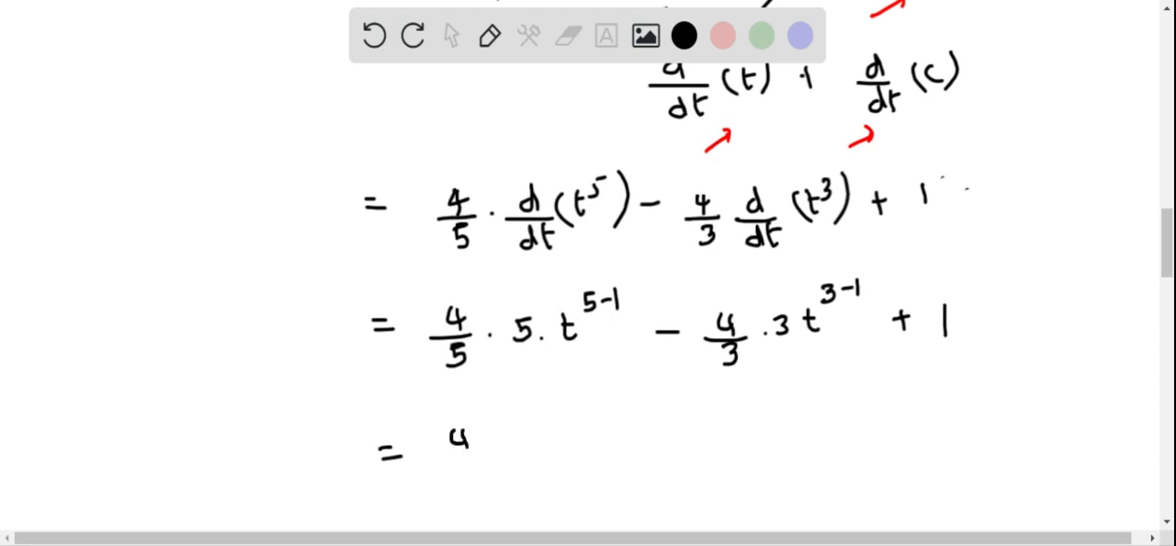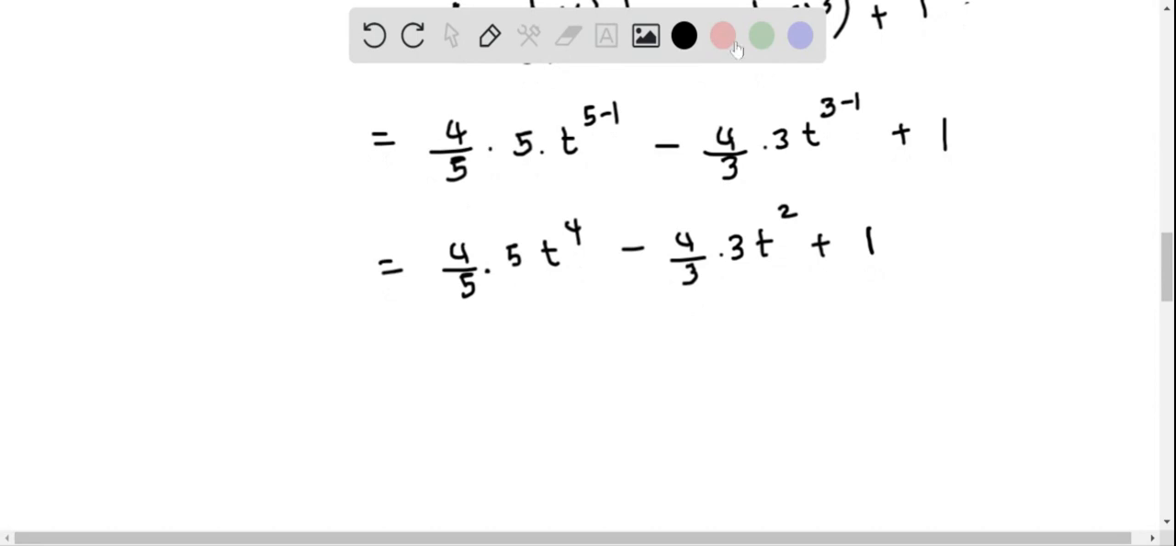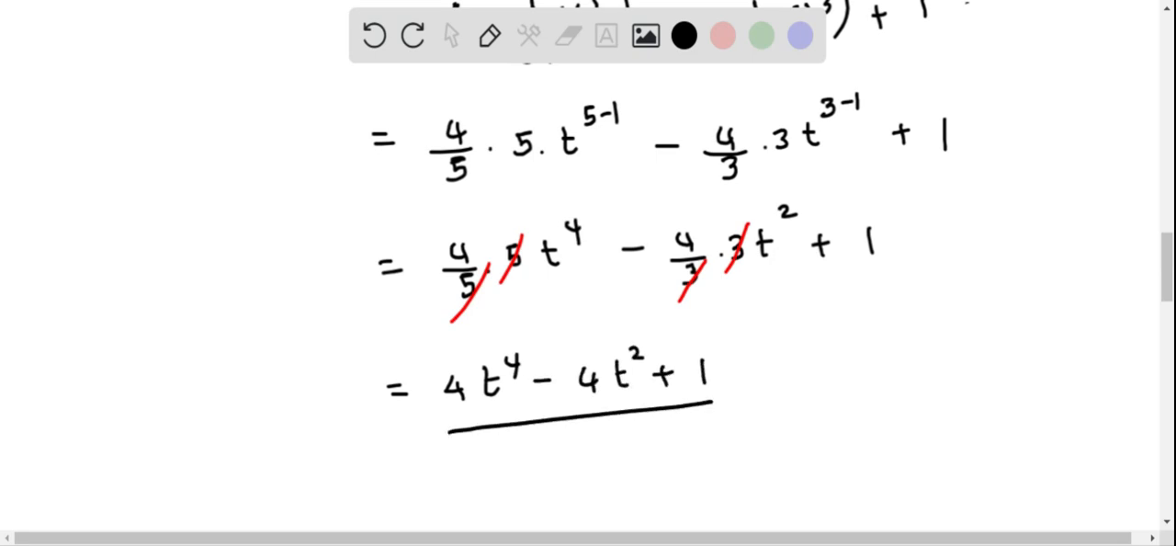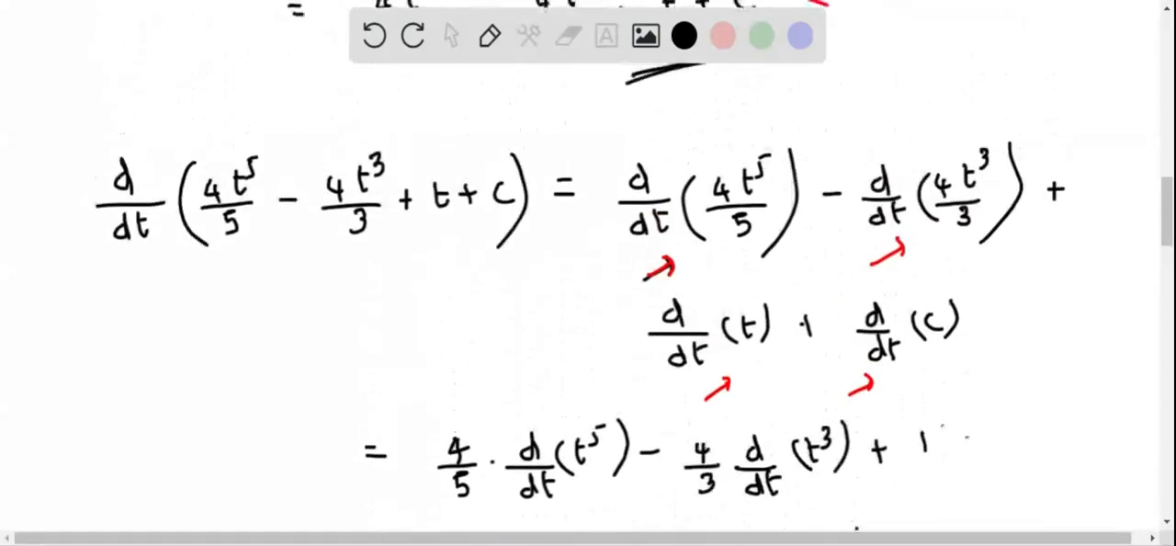So this is equal to 4 by 5 times 5 times t power 4 minus 4 by 3 times 3t power 2 plus 1. We can simplify further. I can cancel this 5 with a 5, and I can cancel this 3 and 3. So this is equal to 4t power 4 minus 4t square plus 1. So this is the result that we got when we differentiated the result of the integration.